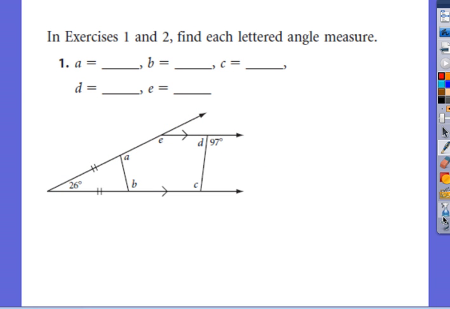So what I'm going to do, I gave you a lot of information there. This will be an extra credit problem, 10 points extra credit for anyone that gets A, B, C, D, and E.